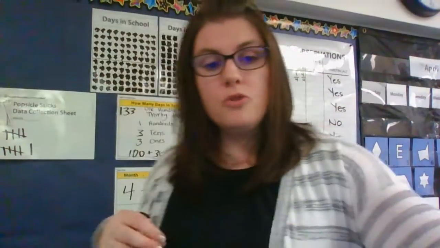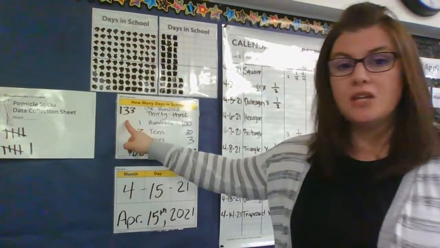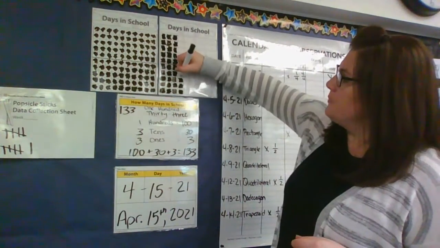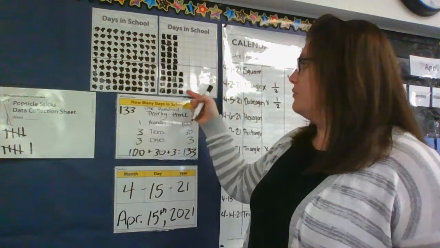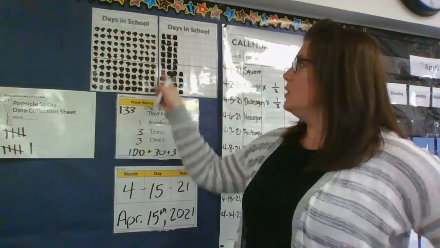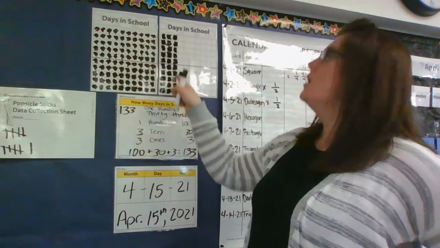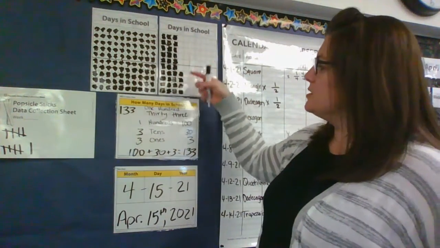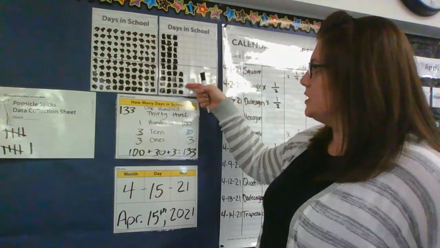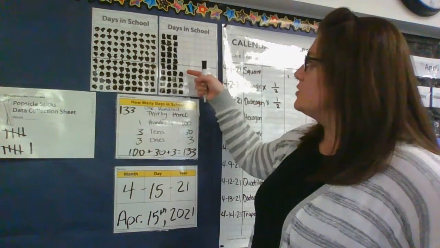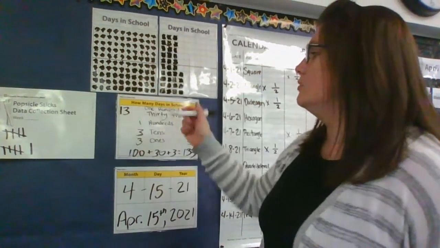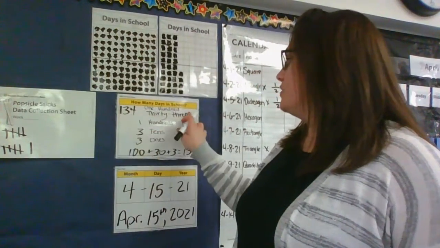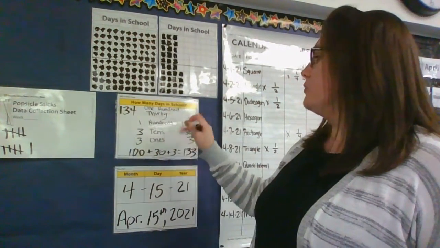Okay? So let's move right along to our days in school. Yesterday was day 133. Let's add another day to our chart. So, what comes after 133? Well, we have, let's go 100, 110, 120, 130. Now let's count on by ones. 131, 132, 133, 134. Oh, I heard you all shouting it from home. Today is day 134.